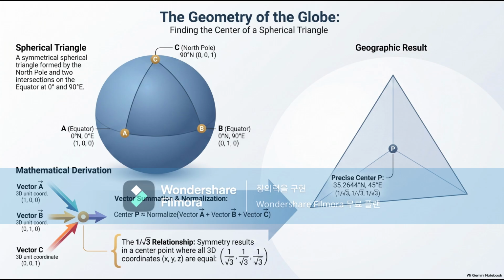Got it. So we have the entire bottom base of our triangle sitting perfectly flat along the equator. Correct. And then we have point C, which is the apex, the very top of our triangle. That is the North Pole itself, exactly 90 degrees north.